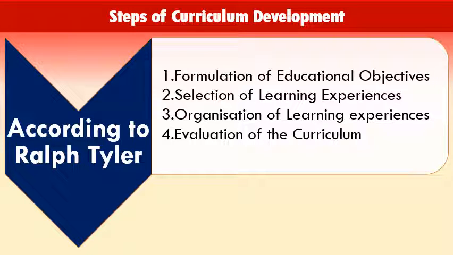So we start with the educational objectives, and once objectives are prepared, then we are choosing or selecting the learning experiences where the learners are going to get experienced. Then accordingly we are going to organize it in different areas and different places. Then finally we evaluate the curriculum whether the designed curriculum is implemented correctly or not. Right. So these are the four basic pillars or steps of developing any curriculum. Let us see one by one.